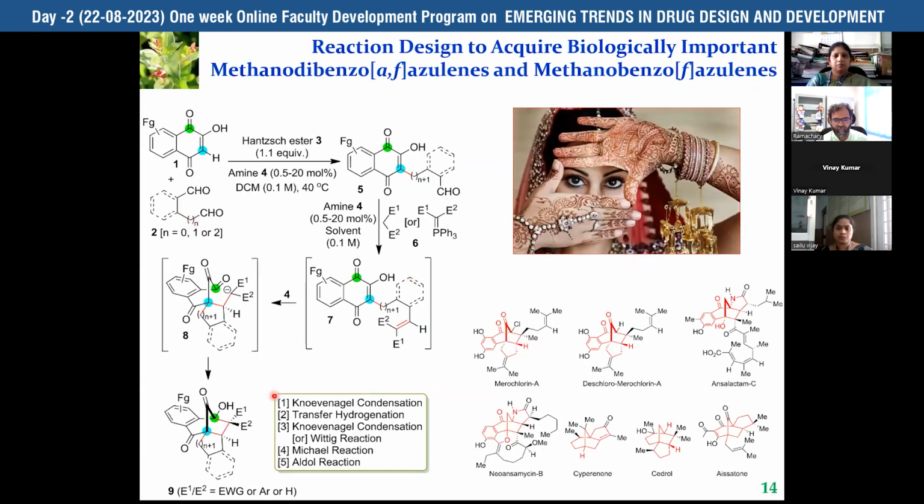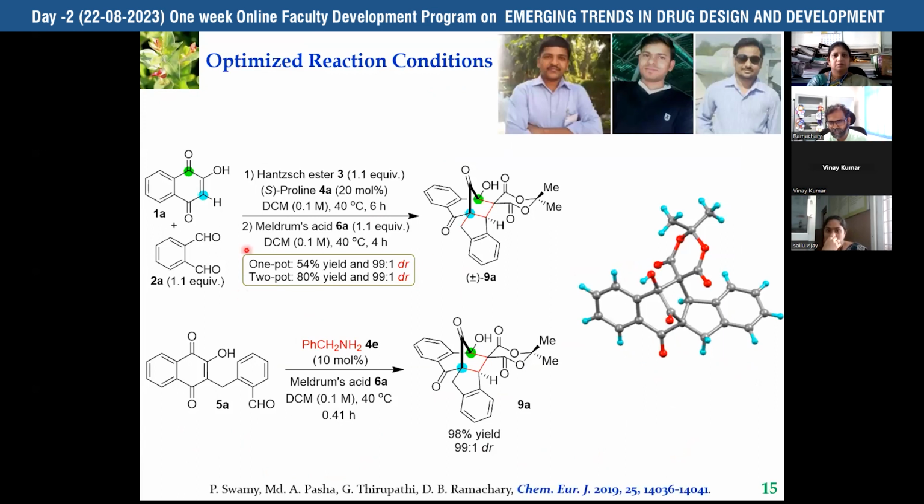You see here olefination, transfer hydrogenation, olefination, Robinson reaction, Michael reaction. All 5 reactions are taking place to make this kind of molecule. If you look at this kind of molecule, see how many antibiotics and natural products there are on the right side. So that's how we developed this phenomenon, we understand the entire phenomenon clearly, and we are now developing the asymmetric version of this reaction.